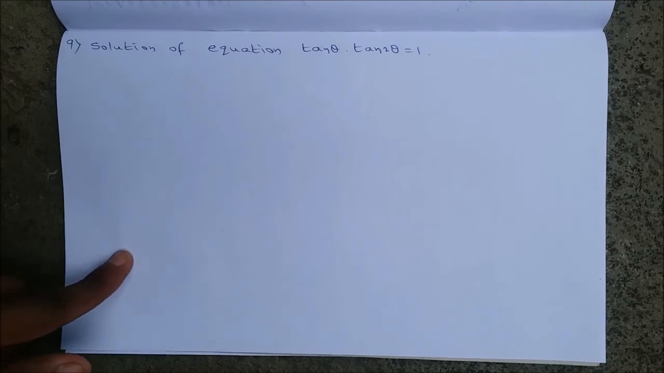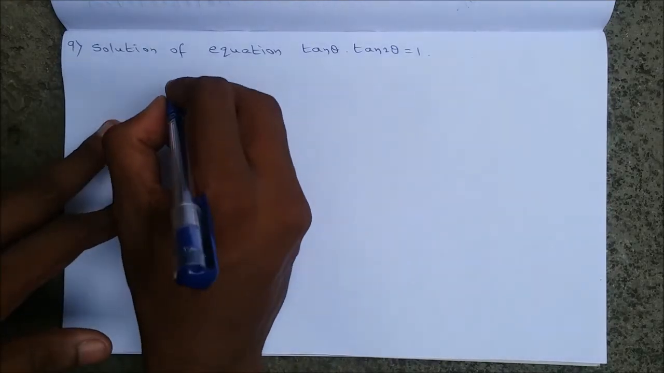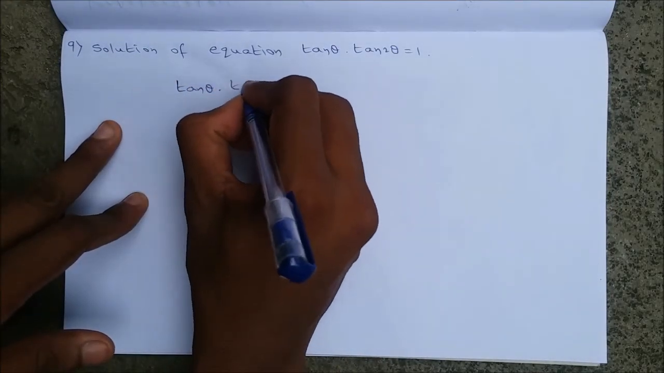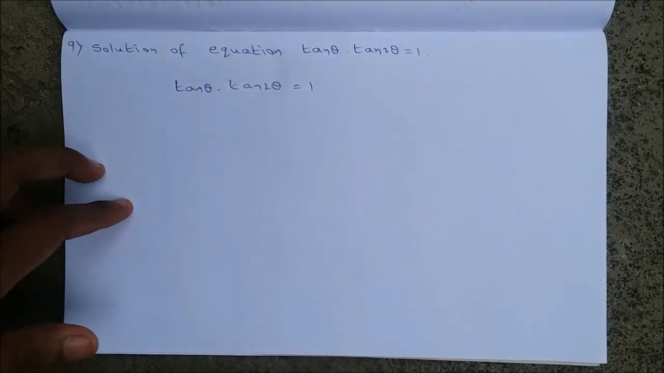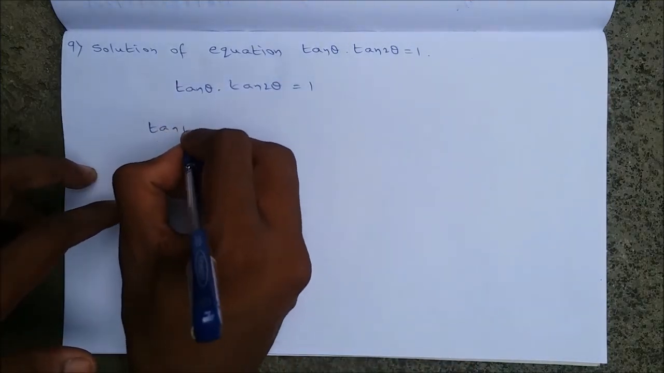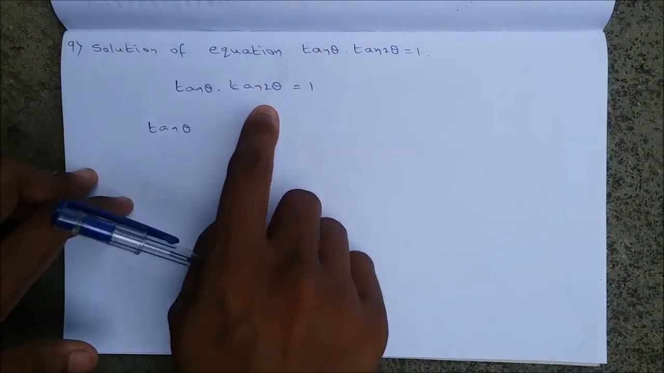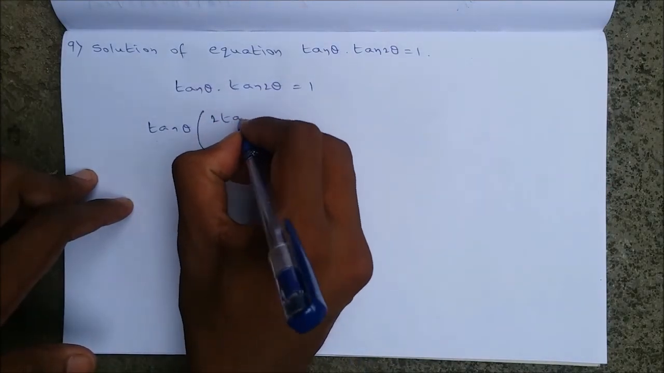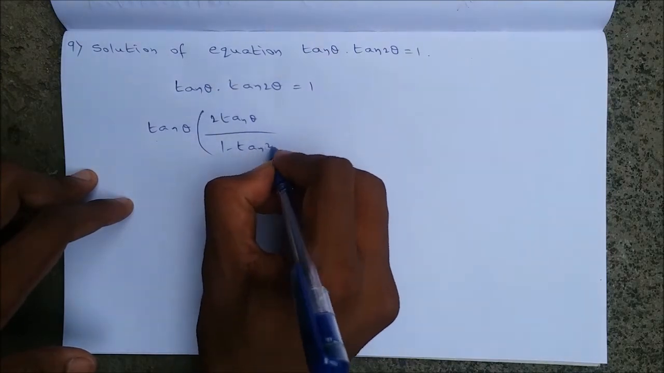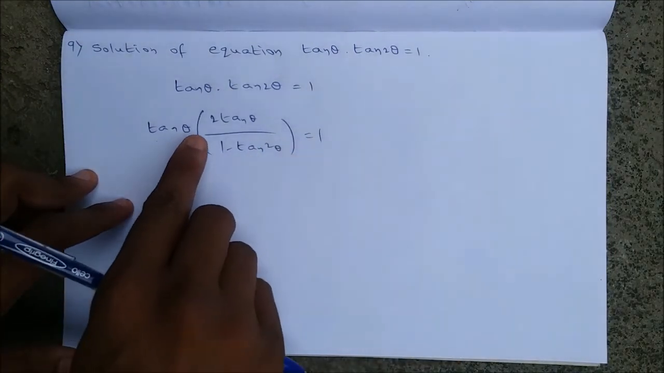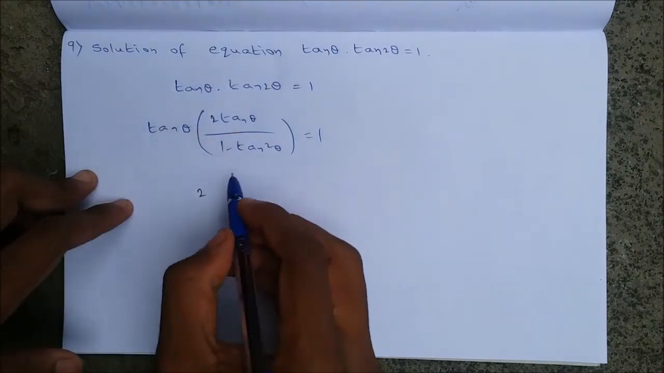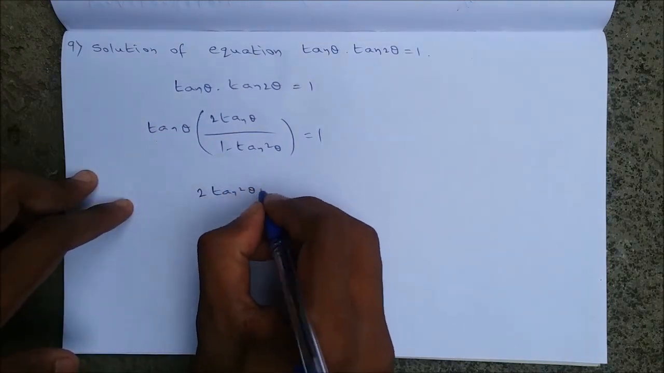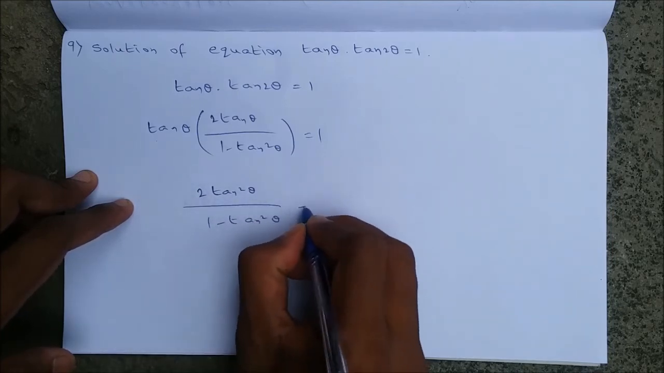Okay, the next question is, what are the solutions of the given equation tan theta into tan 2 theta equals 1? The given equation is tan theta times tan 2 theta equals 1. The first term as it is, I am writing the tan 2 theta formula: 2 tan theta divided by 1 minus tan square theta, which equals 1. Here 2 as it is, tan theta into tan theta is tan square theta, divided by 1 minus tan square theta equals 1.